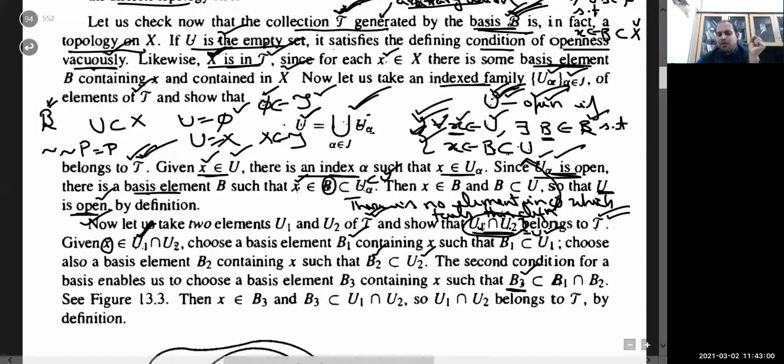And if B3 is contained in B1 intersection B2, it will also be contained in U1 intersection U2. Why? Because U1 intersection U2 is a superset of B1 intersection B2, because U1 contains B1 and U2 contains B2. So B3 is also contained in U1 intersection U2. So our job is done now. This implies that U1 intersection U2 belongs to T.